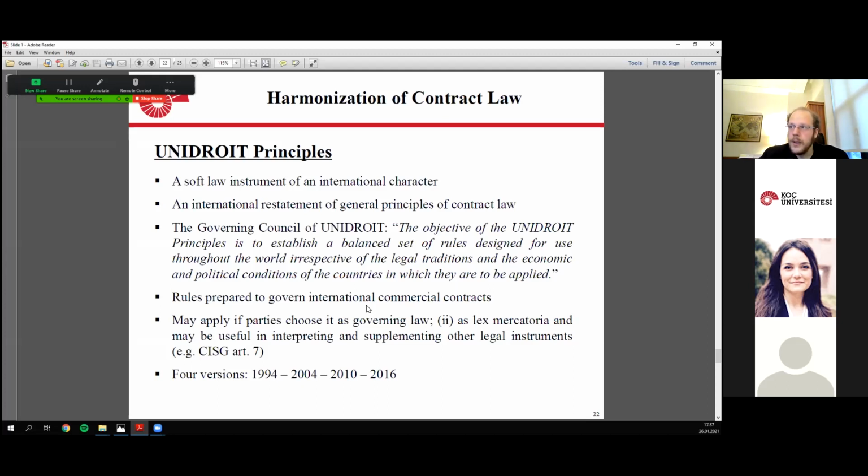That is one option. This sometimes happens with regard to disputes solved through arbitration. Secondly, it may apply as lex mercatoria or may be useful in interpreting and supplementing other legal instruments. For example, UNIDROIT rules are sometimes used to interpret and supplement the CISG, which I will talk about in a minute. And lastly, there are 4 versions of these UNIDROIT rules. The latest one is from 2016. So these rules are being updated throughout the years.